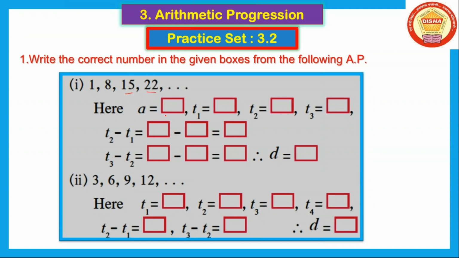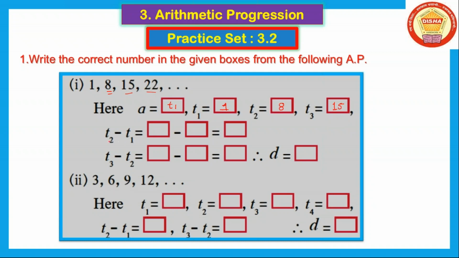Then here A is equal to, A is the first term. So we write here T1. Okay. And T1 is equal to, if we compare here, first term is 1. We are comparing with here the given sequence, means T1 is equal to 1. Then T2, see second term is 8, so we take it here 8, and T3 is 15.